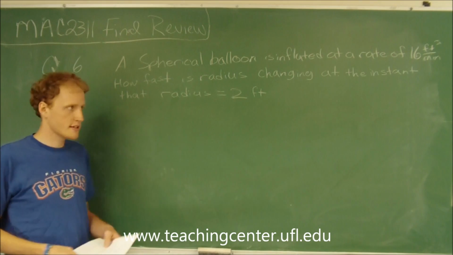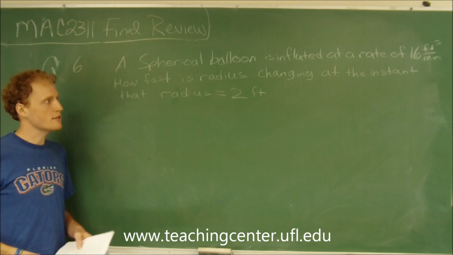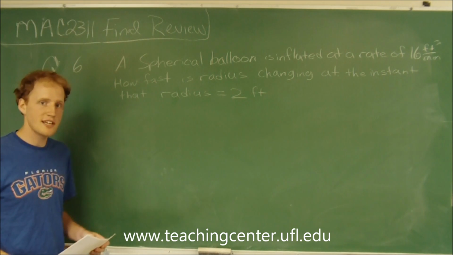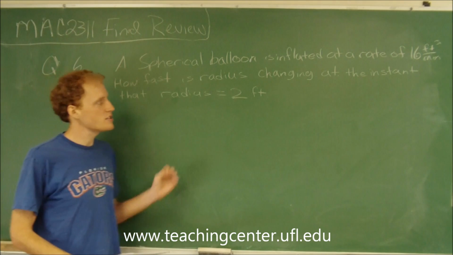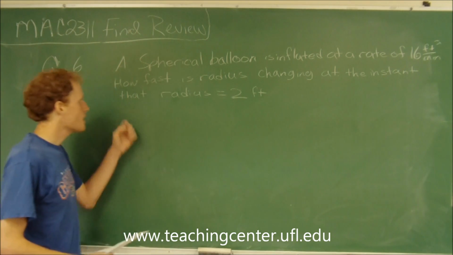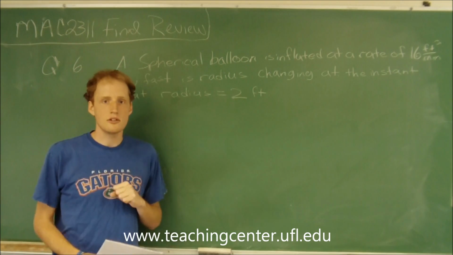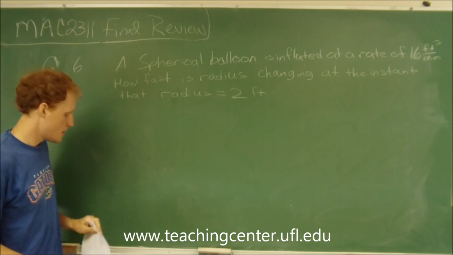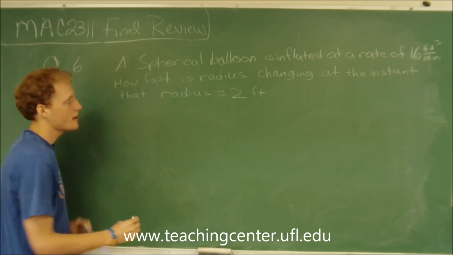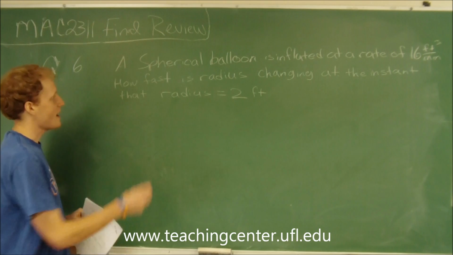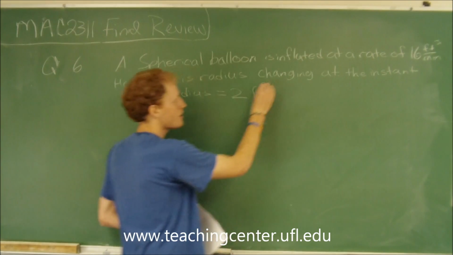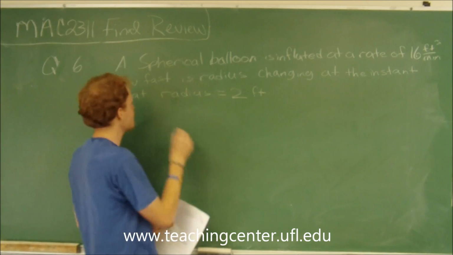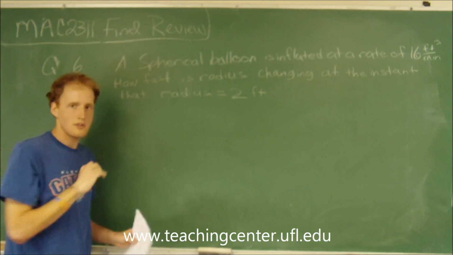Question number 6. It says a spherical balloon is inflated at a rate of 16 feet cubed per minute. How fast is the radius changing at the instant that the radius equals 2 feet? For this problem, it's important to see that it's asking for how fast the radius is changing, at the instant that the radius equals 2 feet.